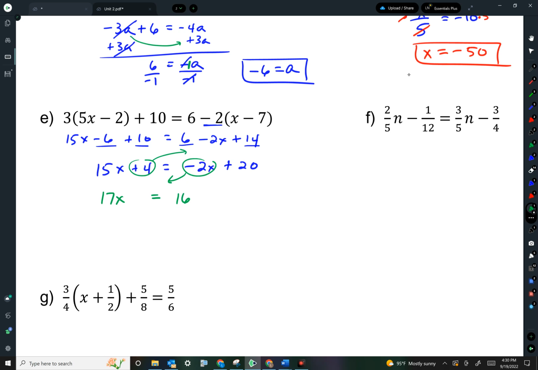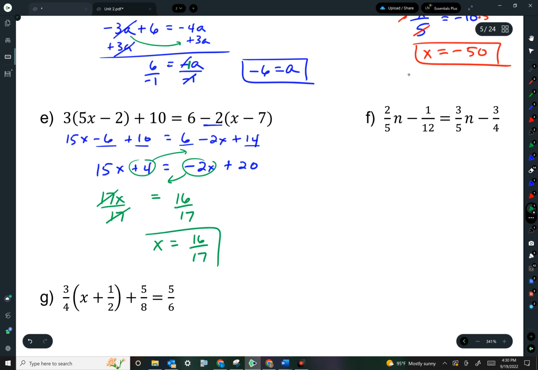Okay, I'm almost there. Final step. If I want the x by itself, I'm going to have to divide both sides by 17. And I'm going to end up with x equals 16 over 17.